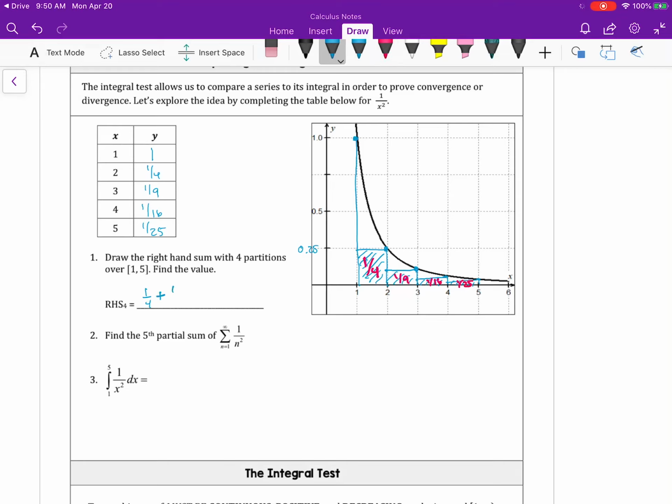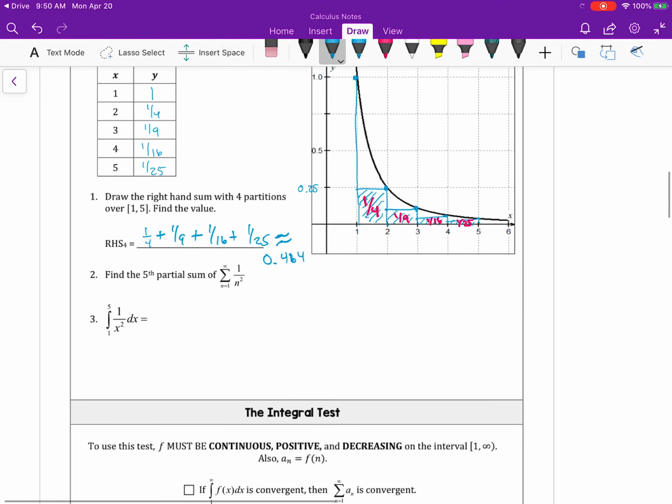This one at 3 is going to be 1/9. So when I add that, I have 1/9. This one is going to be 1/16, and this one's going to be 1/25. Okay, so plus 1/9 plus 1/16 plus 1/25, and if we added those up, approximately 0.464. Okay, and so now, find the fifth partial sum of the summation from n equals 1 to infinity of 1 over n squared.